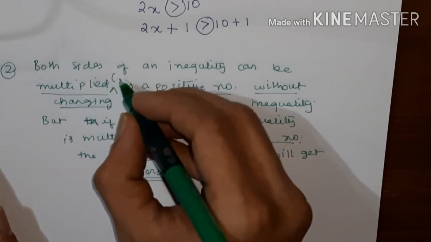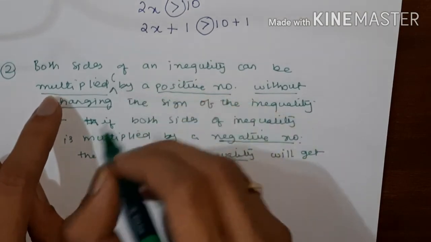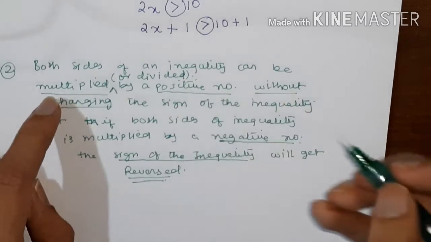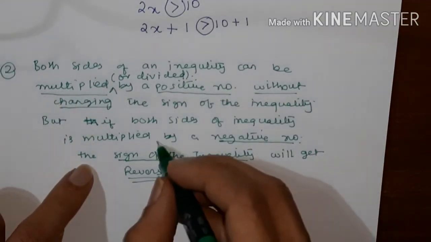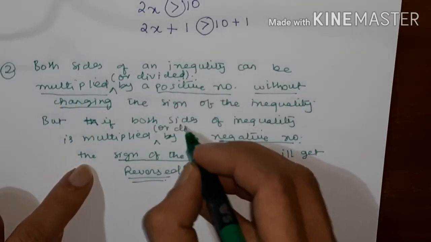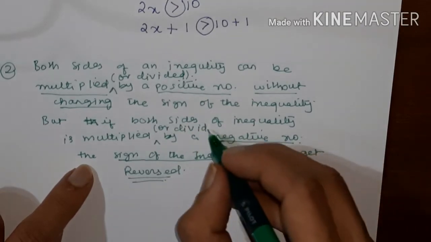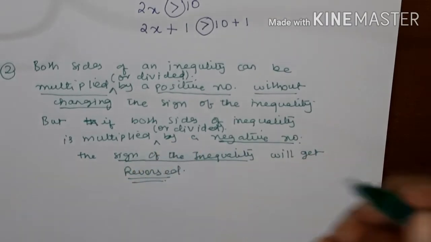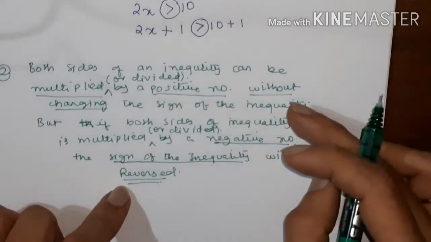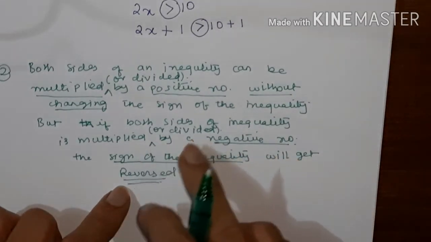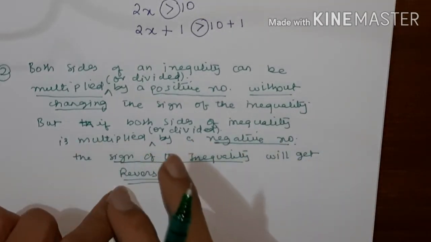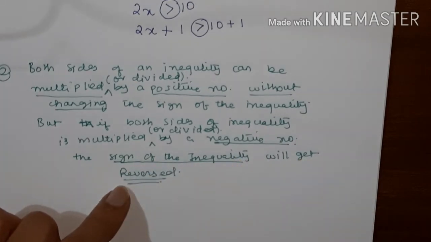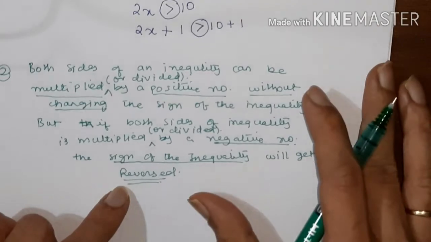And this is also true when you divide, so both sides can be multiplied or divided. Even if you multiply or divide by a negative number on both sides of the inequality, the sign of the inequality will get reversed.